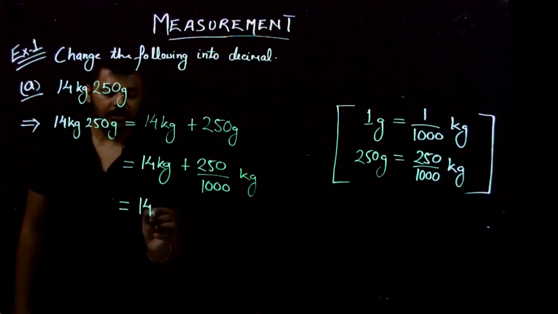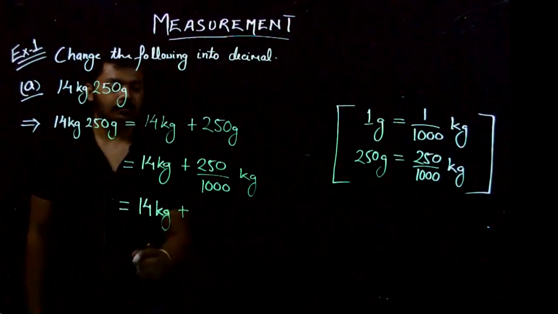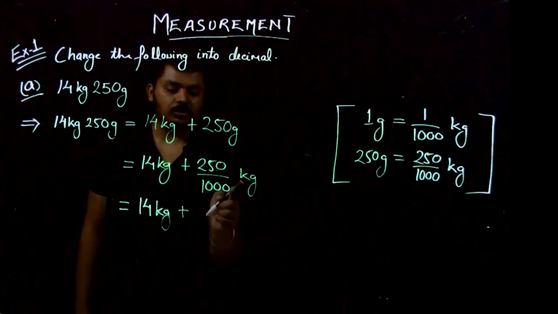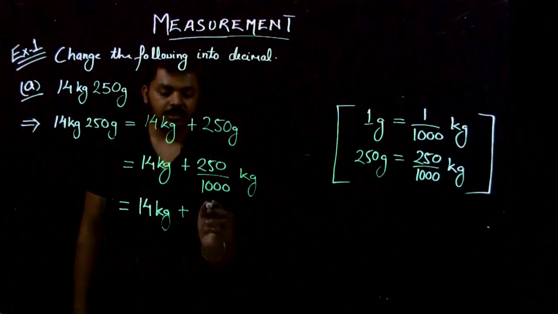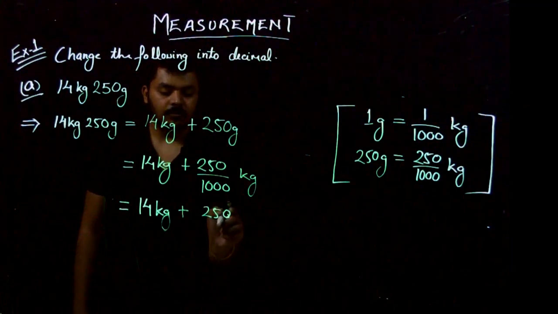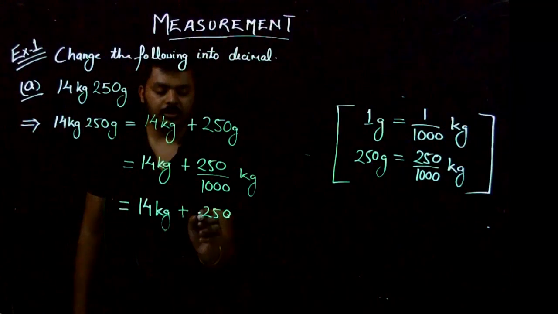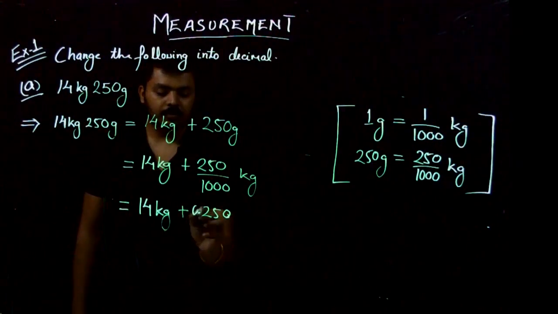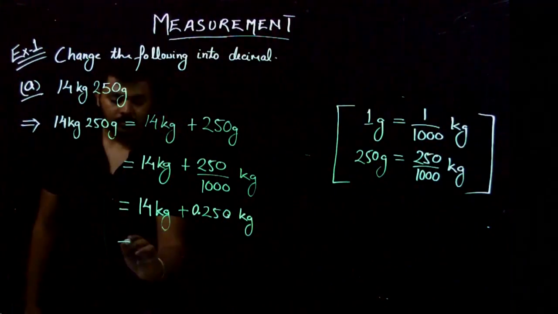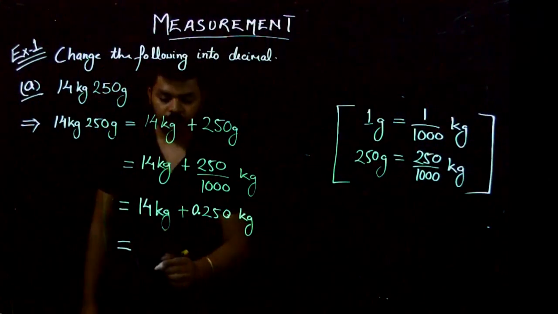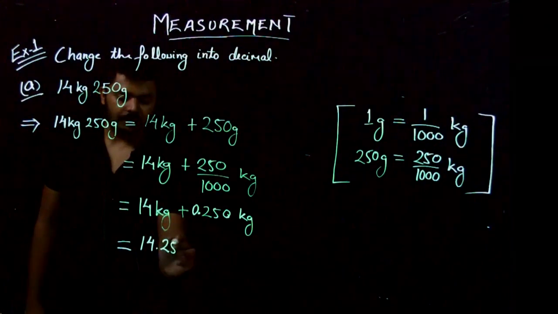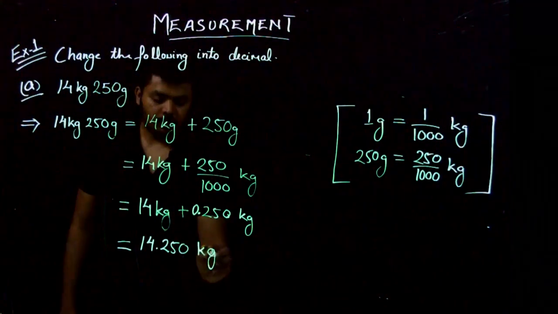Now 14 kg plus, now change it into decimal form. Since there are 3 zeros, place the decimal before 3 digits, so it becomes 0.250 kilogram. So when we add the two, we get 14.250 kilogram.